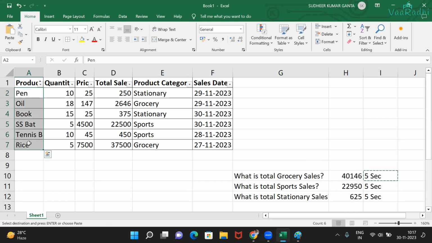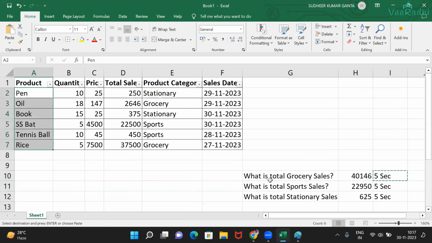Clear, guys? Understanding my point? Because it simply filters the entire data and gives you the result. That's all. It is not the case that as the record count grows, the filtering takes more time. So it is an advantage of digitalizing your data in some form, at least maintaining it in Excel. These are the advantages with Excel.